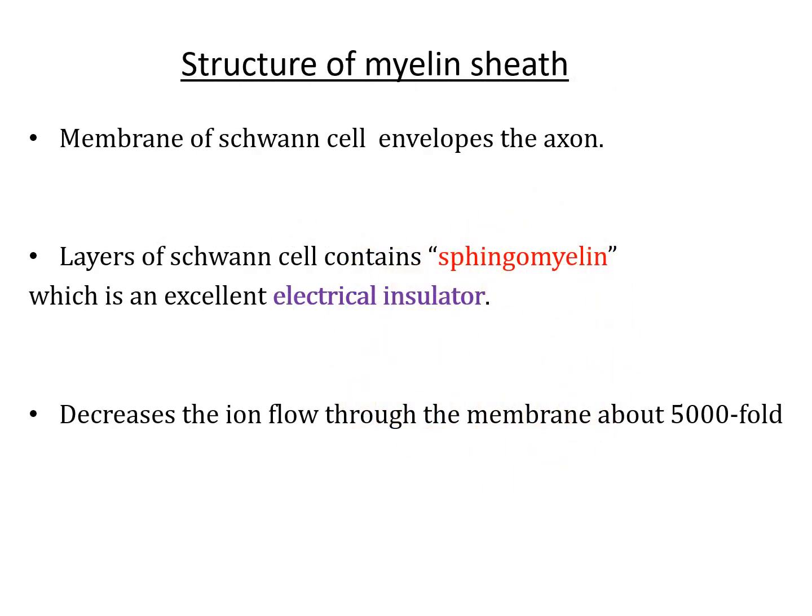Now the structure of myelin sheath. The membrane of the Schwann cell envelopes the axon. The layer of Schwann cell contains sphingomyelin, which is an excellent electrical insulator. It decreases the ion flow through the membrane about 5000 fold. That is the importance of it.